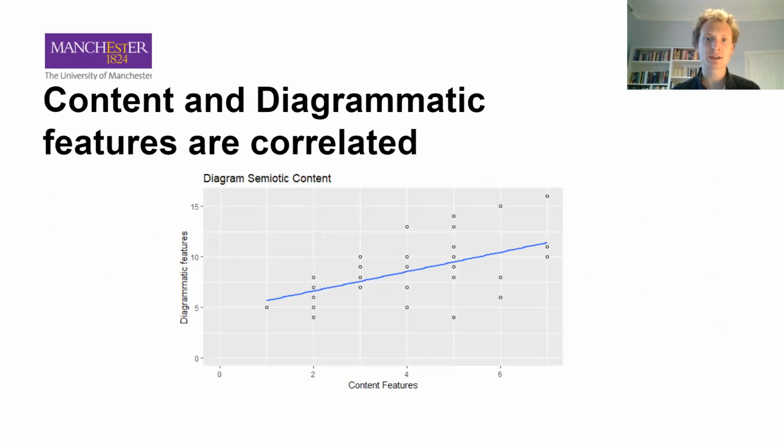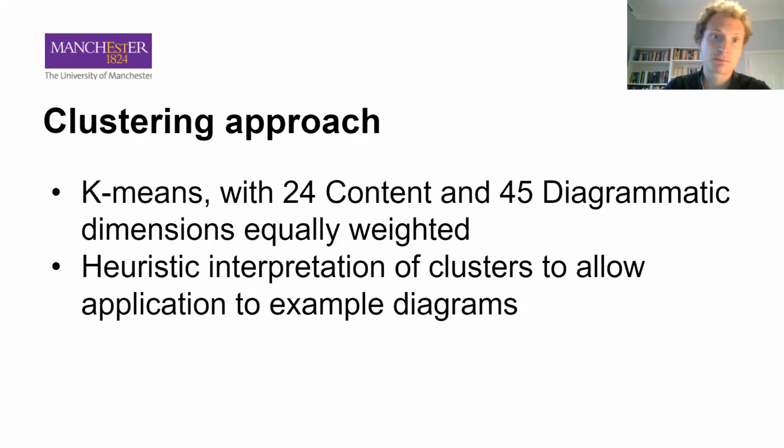So when we looked at that, we had more diagrammatic features than we had content features. I don't think that matters too much. But you can see that the number of content features in each diagram is correlated with the number of diagrammatic features. So there's a few different ways of interpreting that, but essentially more complicated diagrams, more complicated. So as you have more different content, you're also either requiring or as an author more inclined towards using more diagrammatic features in order to hold those together. So that's kind of as you would expect.